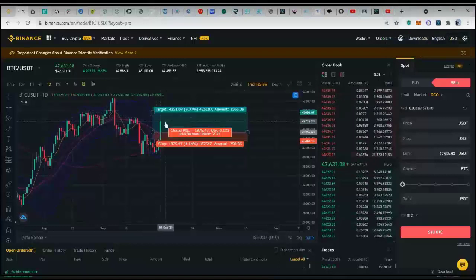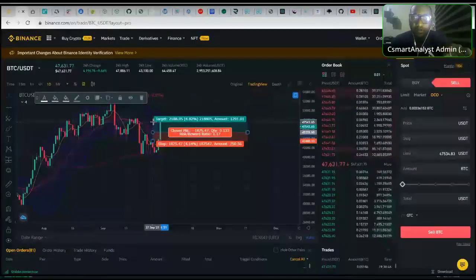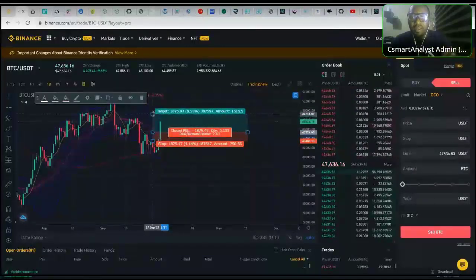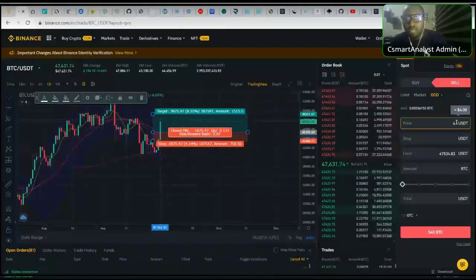Okay. So if you're already in profit and you realize you are in about 2.5 to 3% profit, the best thing I would advise you to do is use OCO. What you do with OCO is you set the sell target. In this price, you enter the target. That is, I'm going to enter 49,231, right? That's my target.